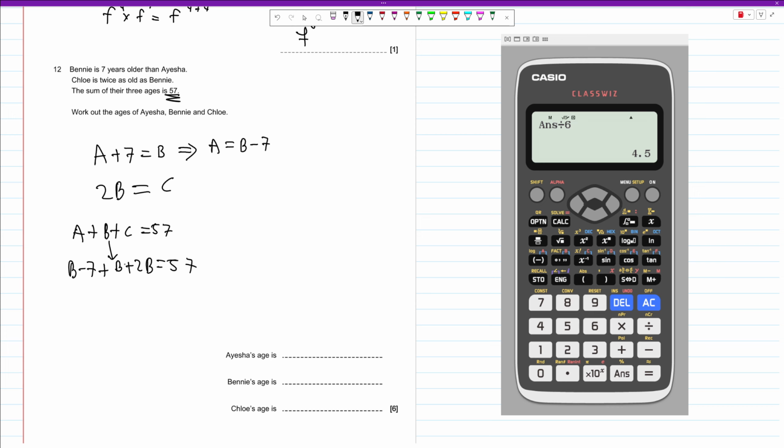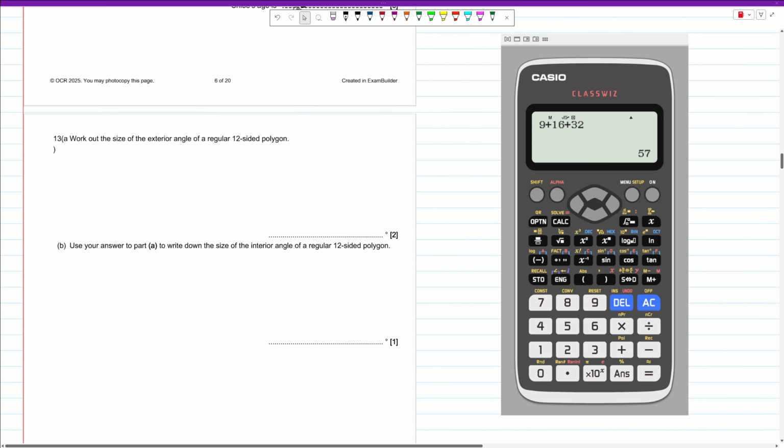So I've got 1, 2, 3, 4 B's. 4B take away 7 is 57. So 4B is equal to 64. So B is 16. Now I can work out all the other ones really easily. That means that Aisha must be 9 and Chloe must be 32. And now I can check it on my calculator and add them all up and see if it makes 57. And if it doesn't, then I know that I've done something wrong. Got it right? Cool.